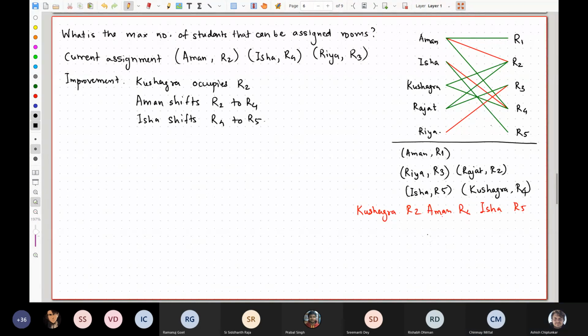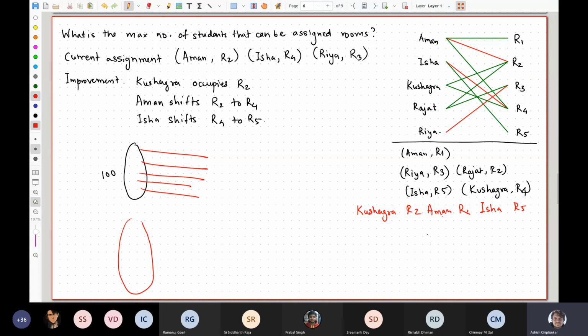Right. So my question is the following. Suppose you have some assignment, you have some 100 students and you have assigned them rooms right now. Right. So some assignment you have made. But the optimal solution is of the following form. There is a completely different set of 101 students which are assigned some rooms.